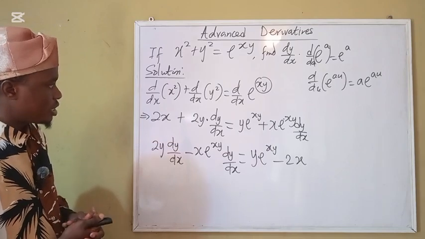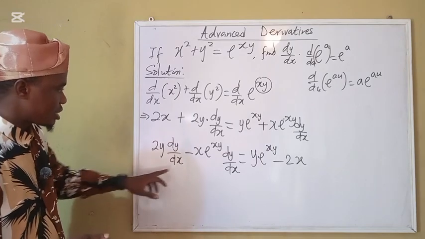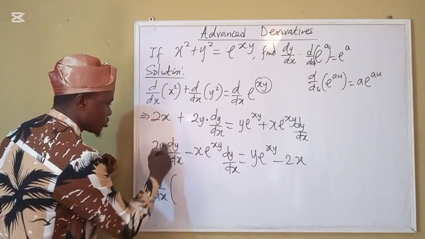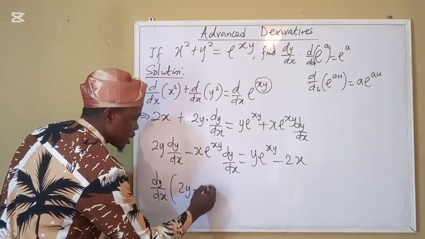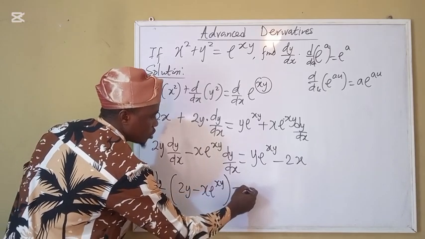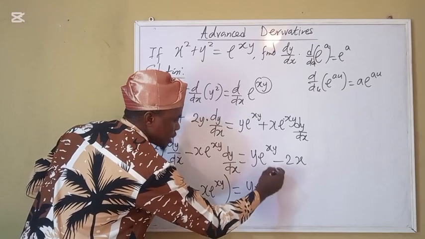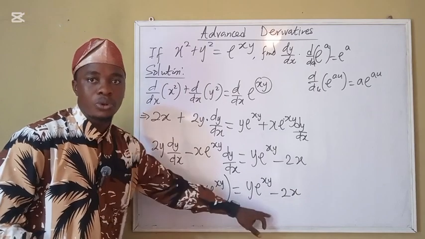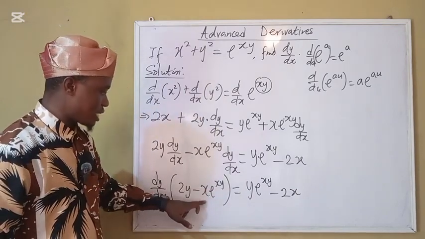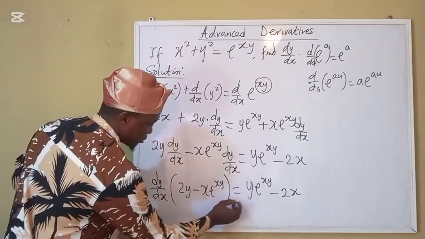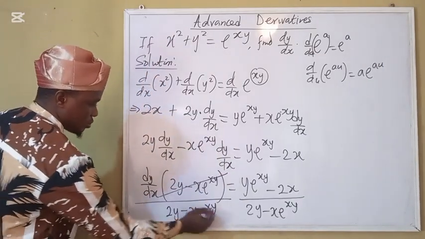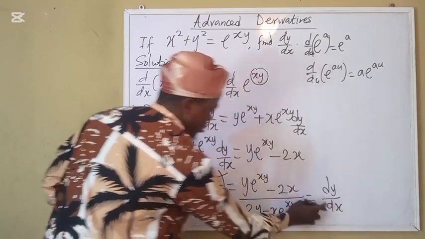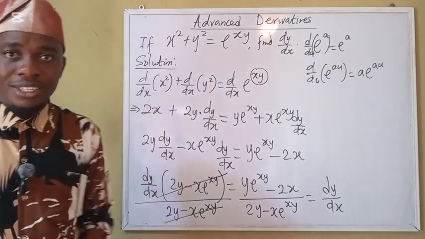Are you following? So now from here, the next thing I'm going to do is that we can see that we now have dy/dx into 2y minus x e to the power of xy, equals y e to the power of xy minus 2x. But when you look at this, we have to divide both sides by 2y minus x e to the power of xy. When you do that, you see that this cancels. Then we are going to have our dy/dx equal to this. Do you understand? And that is it.